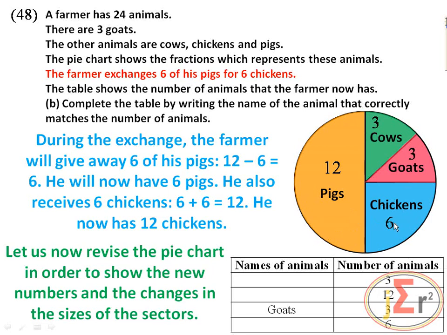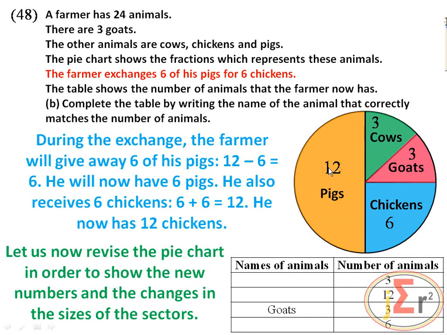6 plus 6 will be equal to? 12. Because of that, the 12 chickens that we have, we know that when we have the number 12, it is what fraction of the entire pie? Half. It is half, right? So 12 represents half of the entire pie.